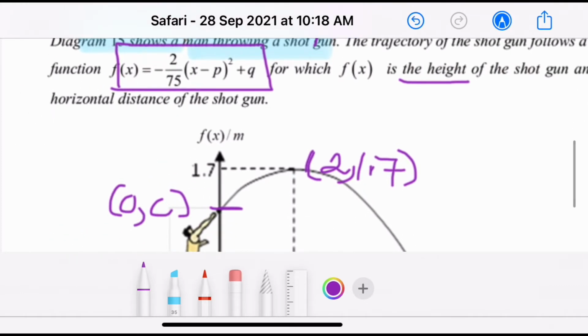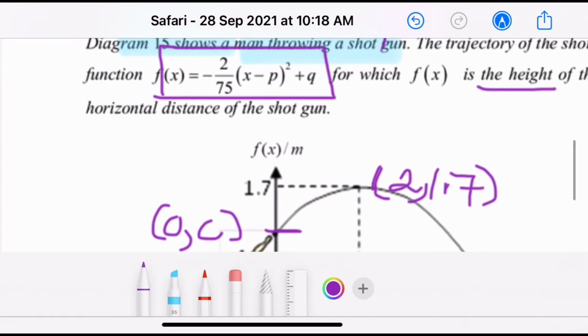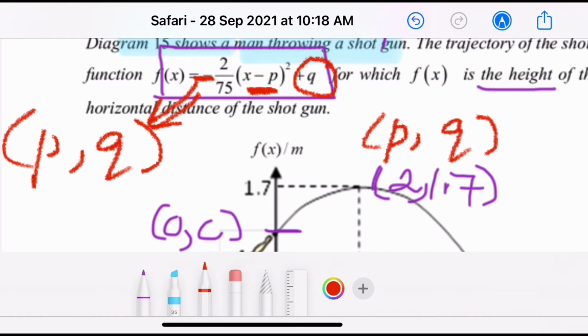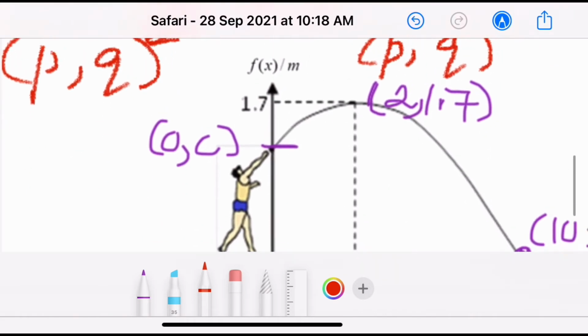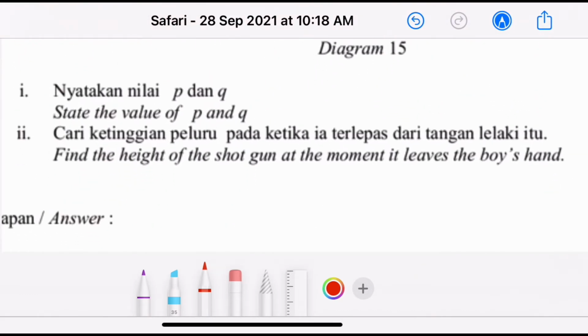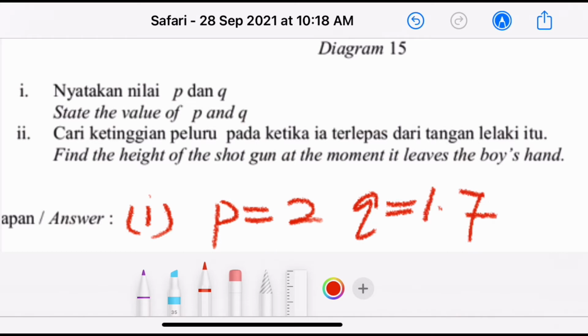Now, let's look at this quadratic function, which is already in completing the square form. From here, we would like to read out the maximum point, because the coefficient here is negative. If we let the perfect square be 0, we will get x equal to p, and this value we can just plug in here. So from here we can read out p and q easily, right? So p is 2, q is 1.7. That's it, very simple. So number 1, find the value of p and q: p is 2 and q is 1.7.